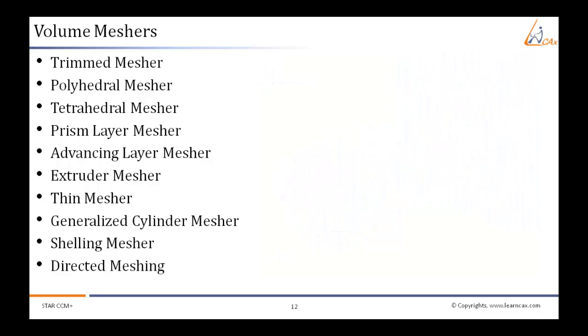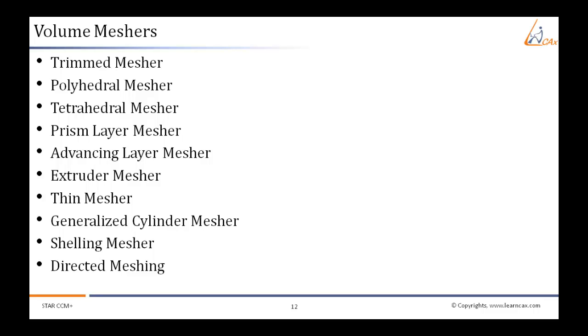There is the shelling mesher. This generates a shell mesh region from a boundary that one of the core volume meshers has meshed. This mesh model is specifically for modeling casting methods.